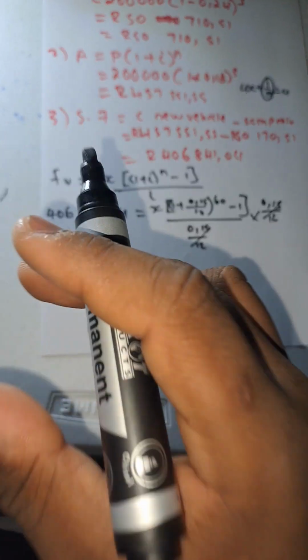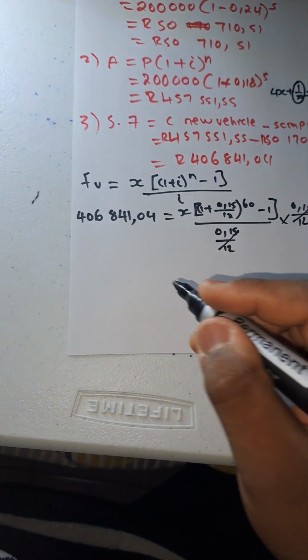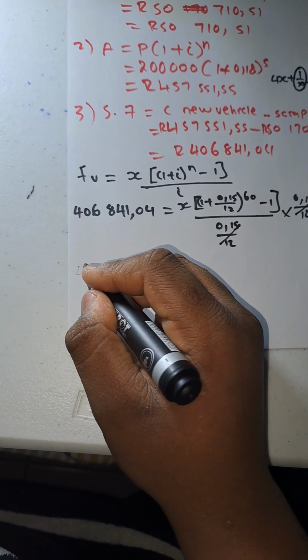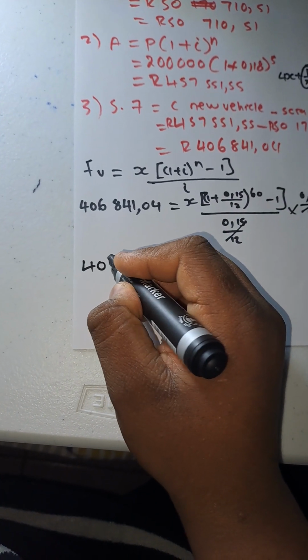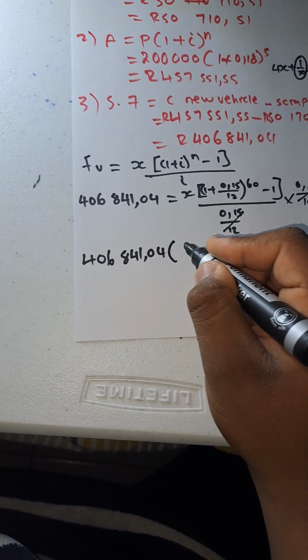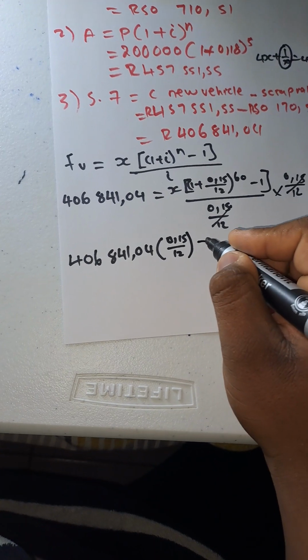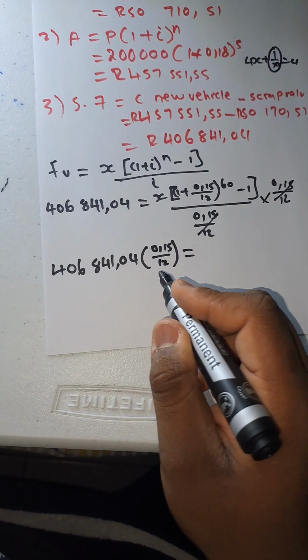Now please, in finance, don't simplify your answer before everything. Simply write everything just like this. Don't find an answer for this one. So it is 406,841.04 multiplied by 0.15 over 12, because remember I was multiplying both sides by this one.